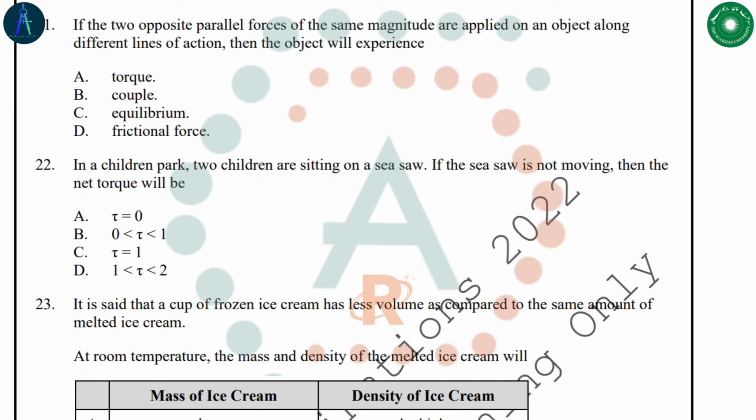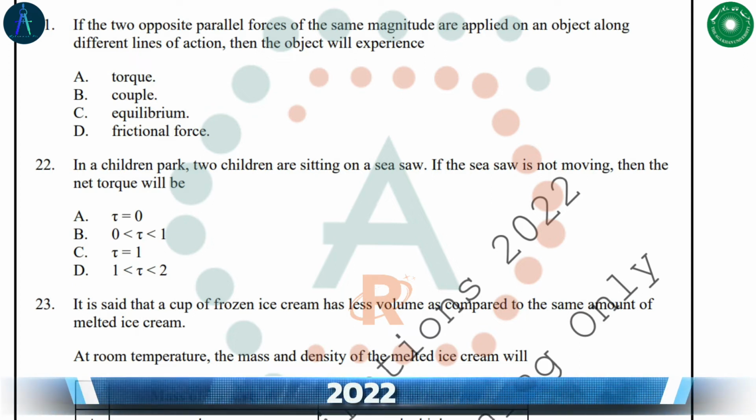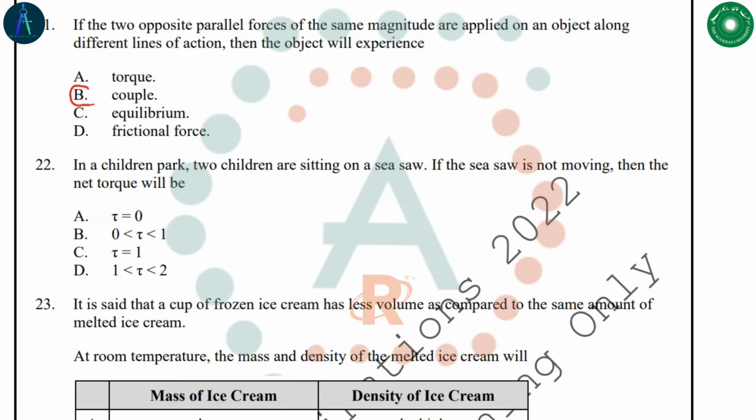Let's see question number 21. If two opposite parallel forces of the same magnitude are applied on an object along different lines of action, then these two forces will produce torque. The combined effect of these two torques will produce a couple in the body. Option B is the right answer.